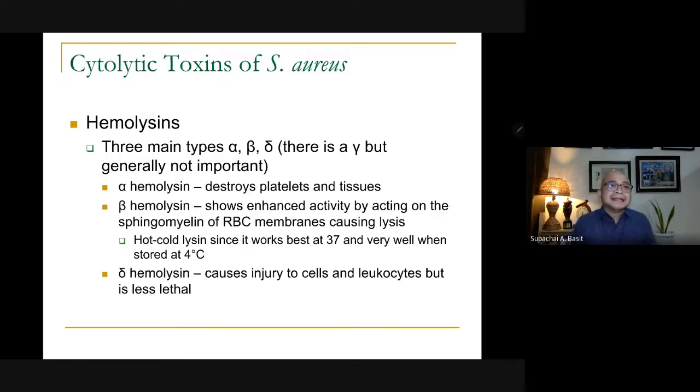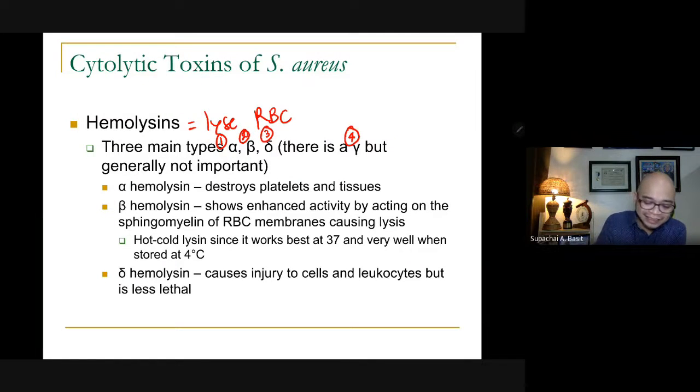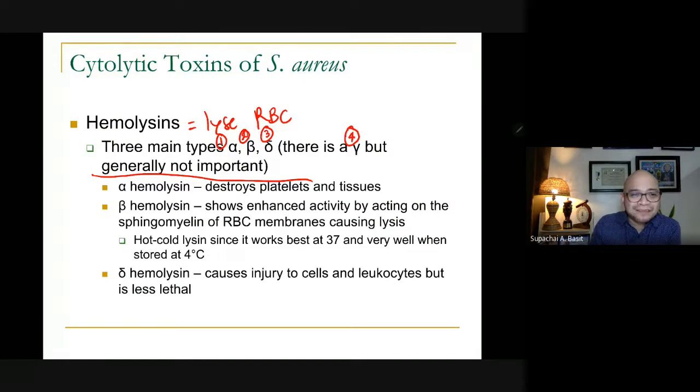And then, of course, they are also capable of producing various cytolytic toxins, and one of them is the hemolysins. Hemolysins are toxins that can lyse RBC. There are three main types, actually there are four, of hemolysins, and they are designated as alpha, beta, and delta. The fourth one is gamma, but it says here, it's generally not important. The alpha hemolysin destroys platelets and tissues. Therefore, it will result in the so-called alpha hemolysis. And when you say alpha hemolysis, it means it is incomplete hemolysis.